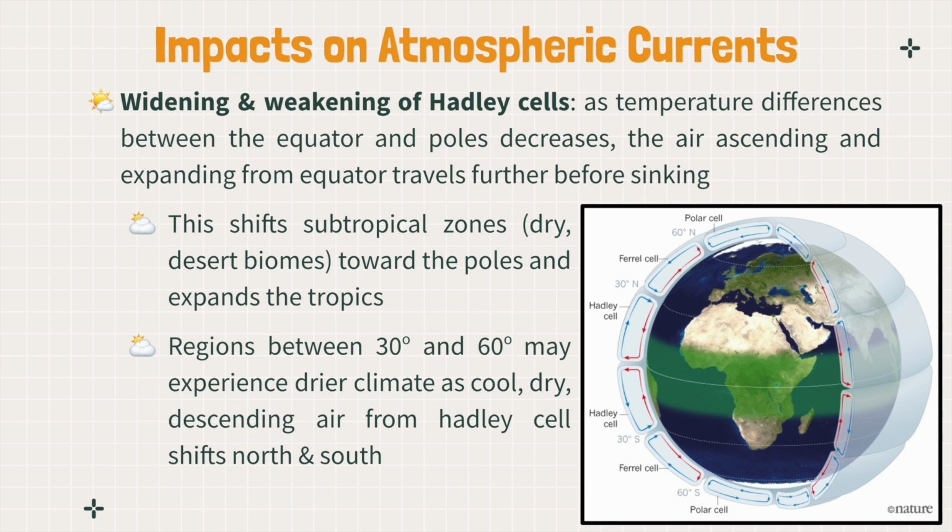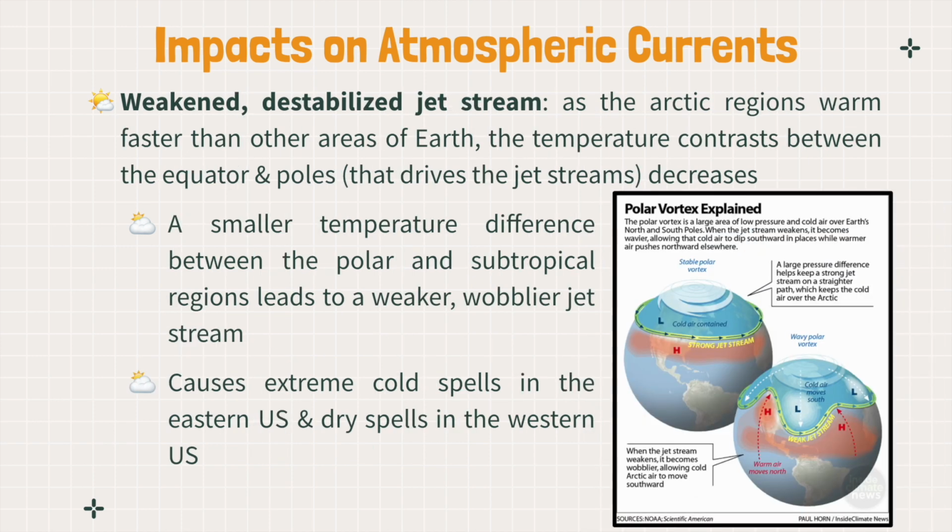Regions between 30 degrees and 60 degrees, so where the current Ferrel cells are located, may experience drier climate as cool, dry, descending air from the Hadley cell shifts north and south. We can have a weakened or destabilized jet stream. As the Arctic regions warm faster than other areas of Earth, the temperature contrast between the equator and poles that drives the jet streams decreases. A small temperature difference between the poles and subtropical regions leads to weaker, wobblier jet streams.